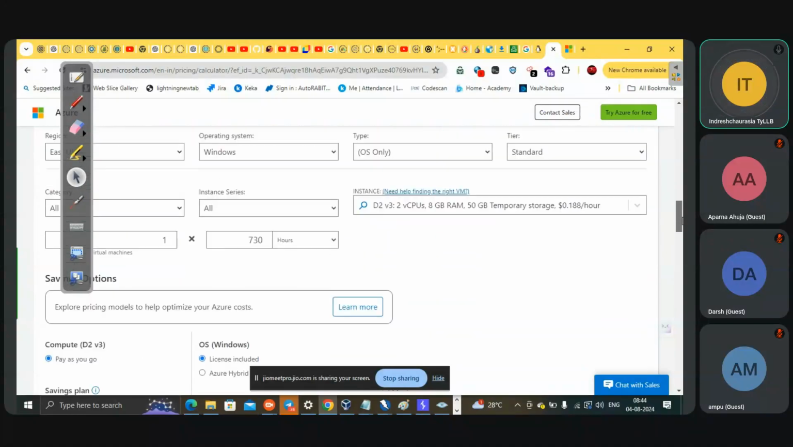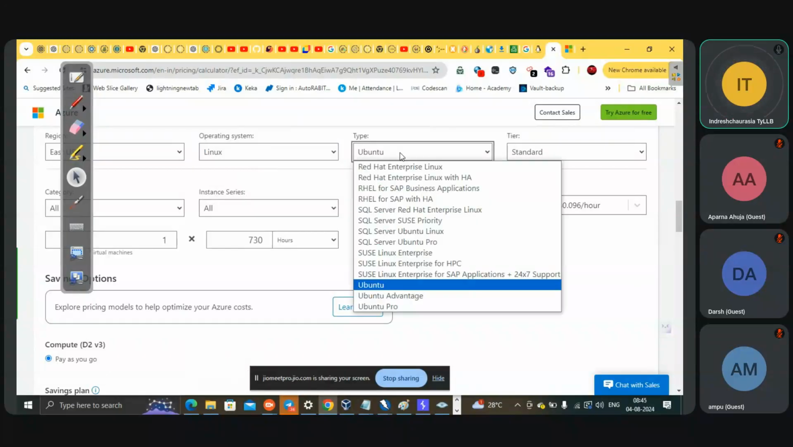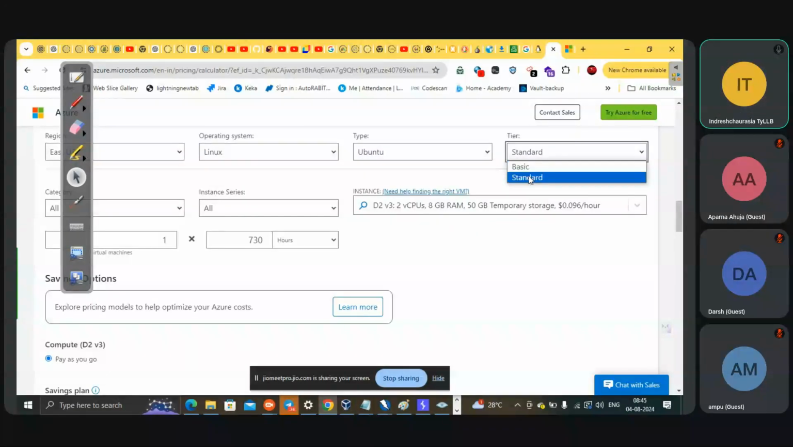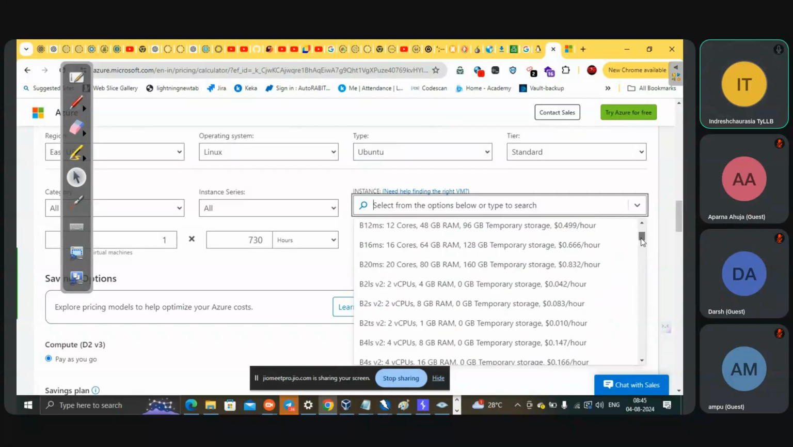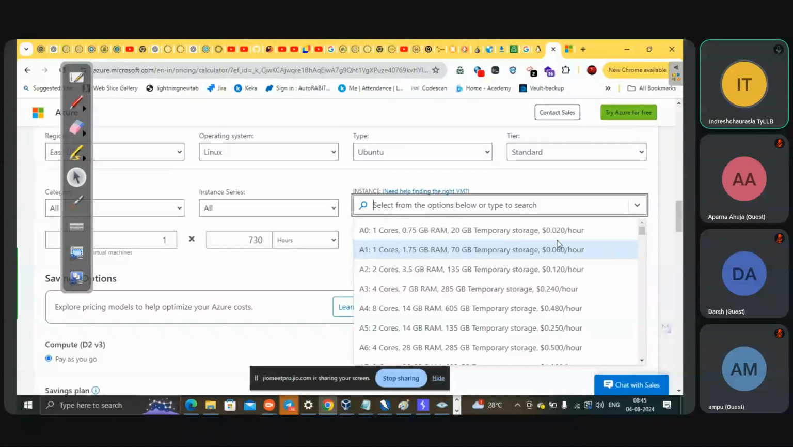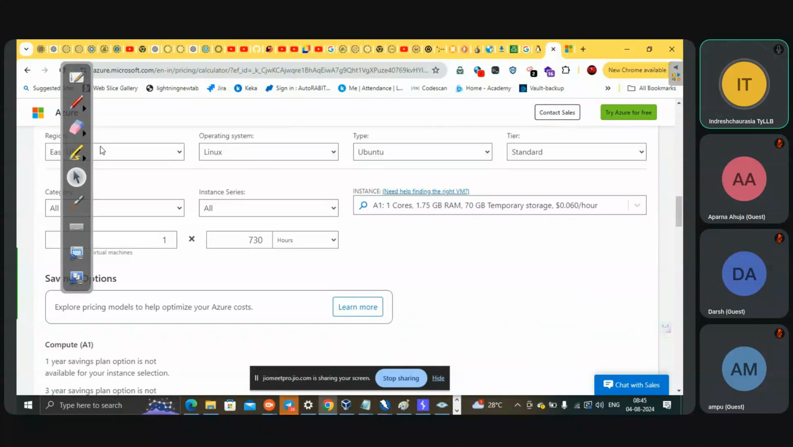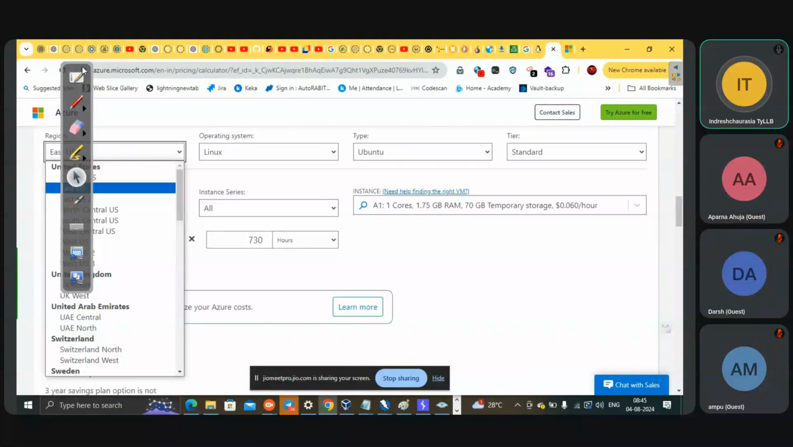See here, you can see the Windows server and Linux server. Then you have to select a type of server, what kind of tier, basic or standard, and CPU and RAM: how much RAM and how many CPU cores you are going to select. Suppose I select this one, then you have to select a region.